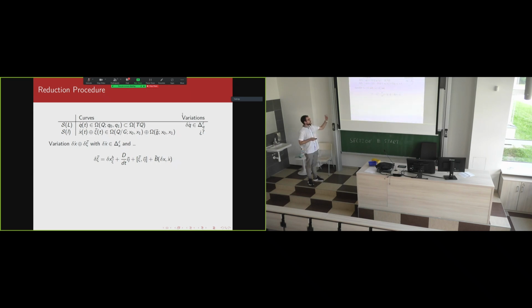Okay, so now as the variations are no longer free, the variational principle that I have now, the reduced variational principle, is going to be equivalent.